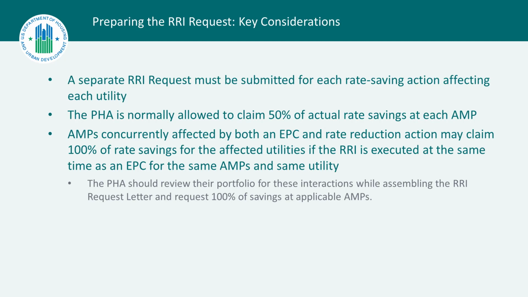A PHA may be allowed, when approved by HUD, to claim 50% of the actual rate savings achieved. A PHA may also be allowed to claim 100% of the savings when the same asset management project, or AMP, has both a rate reduction incentive and an energy performance contract, or EPC, on the same utility. Both the RRI and EPC approval letters from HUD must indicate that the PHA is pursuing both approvals in conjunction with each other. Some exceptions may be permitted for RRIs and EPCs approved prior to the date of PIH Notice 2019-24.